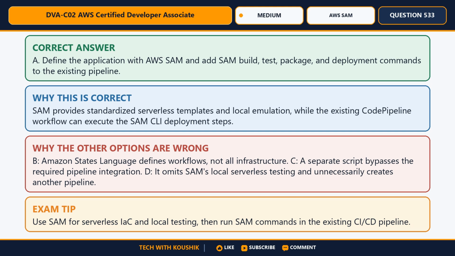B. Amazon States Language defines workflows, not all infrastructure. C. A separate script bypasses the required pipeline integration. D. It omits SAM's local serverless testing and unnecessarily creates another pipeline. Exam tip. Use SAM for serverless infrastructure as code and local testing, then run SAM commands in the existing CI/CD pipeline.